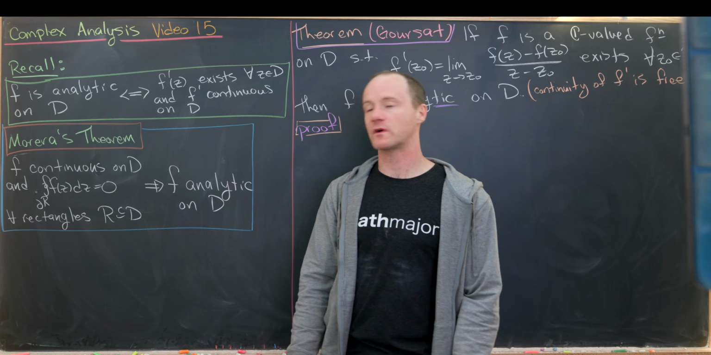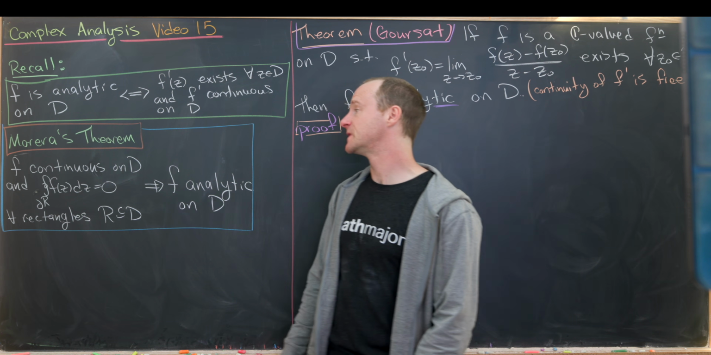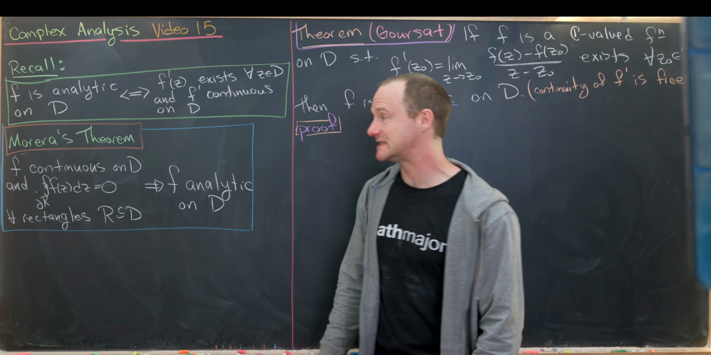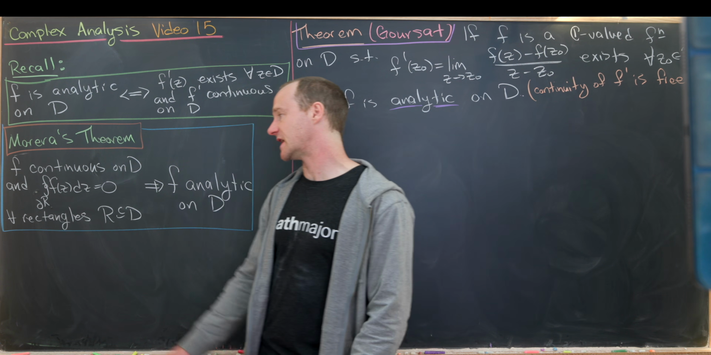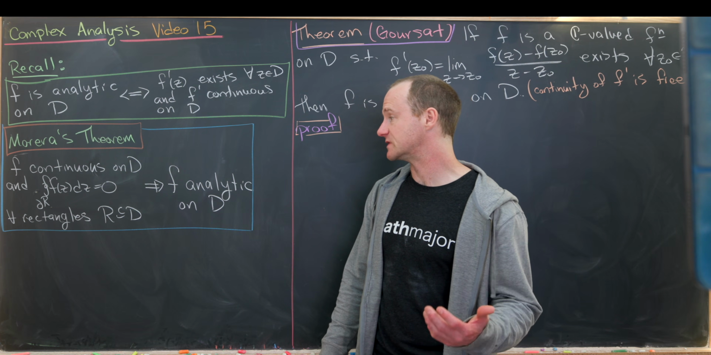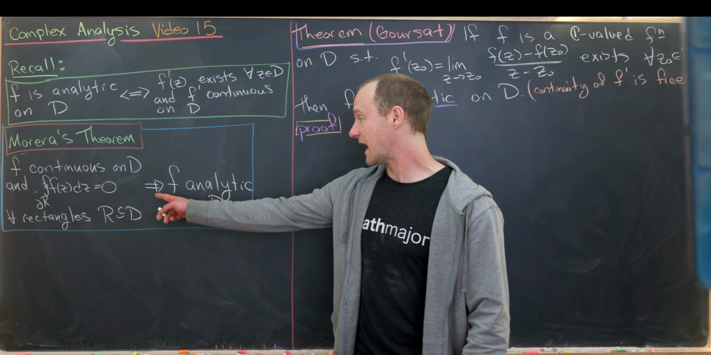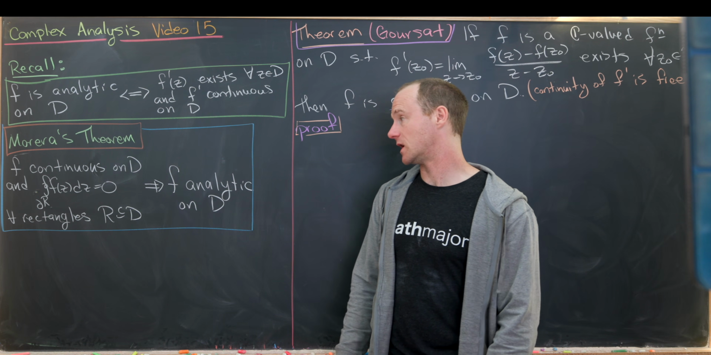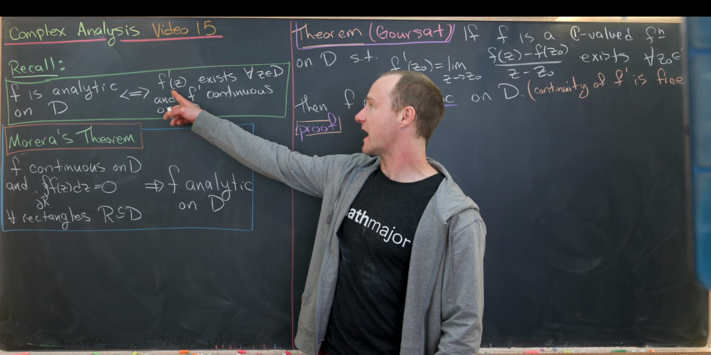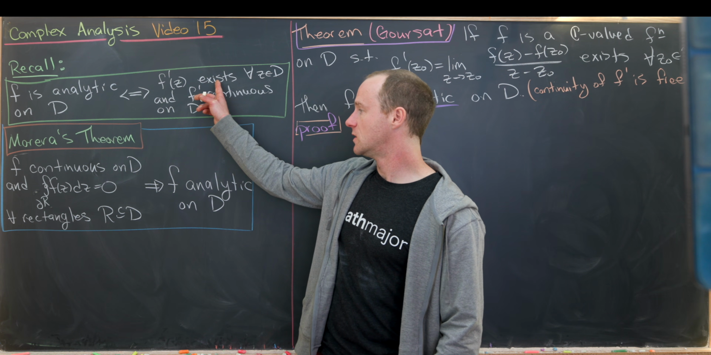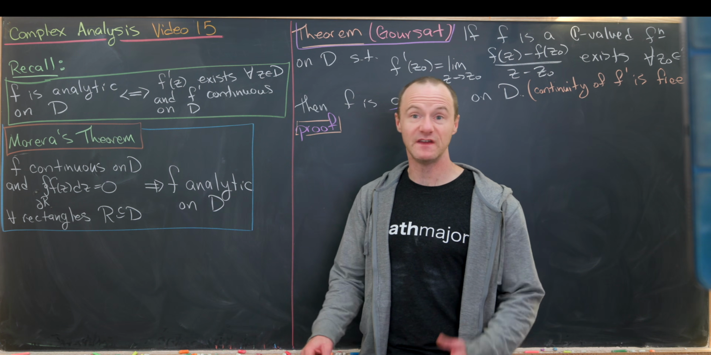Then we had this thing called Morera's theorem, which was a little bit of a classification of analytic functions. It said that if f was continuous on D, and the integral over the boundary of a rectangle of f of z dz was equal to 0 for all rectangles contained in D, then that implied that f was analytic on D. So notice we've swapped out the need for f prime to exist and f prime to be continuous with just f is continuous and then this integral rule.